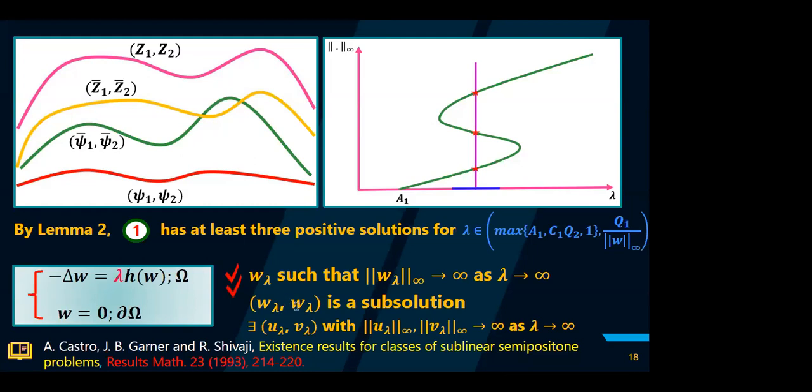And now by lemma 1 again, there has to be a solution between this w lambda comma w lambda and c1 comma c2. Of course, we can make this c1 comma c2 as big as we want. So there has to be a solution between this subsolution and this supersolution such that the sup norm of each individual component of that solution goes to infinity as lambda goes to infinity, because the sup norm of w lambda goes to infinity as lambda goes to infinity. So this establishes this complete bifurcation diagram.